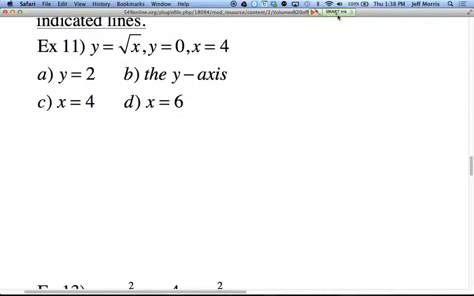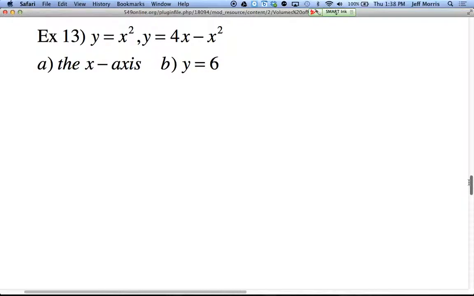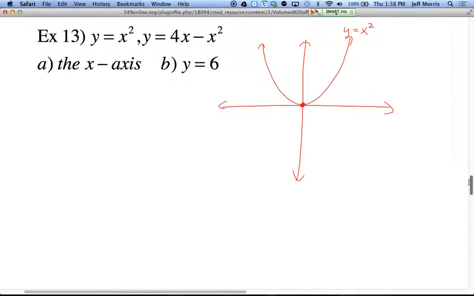Okay? I'm going to do also problem 13 for you, just so we can get a different graph. 13, we'll sketch the graph. We have the parabola, y equals x squared. Okay, so I'm going to draw that one first. That one in red, there's y equals x squared. And sometimes it's a good idea to label these if they're not drawn. On the AP exam, if they're drawn, they'll be labeled. Y equals 4x minus x squared.